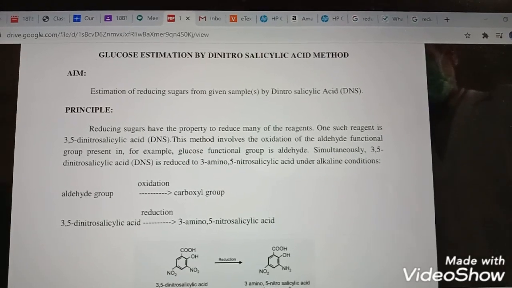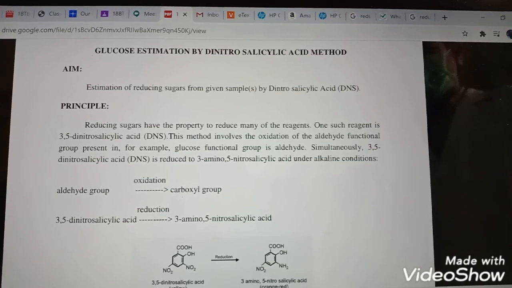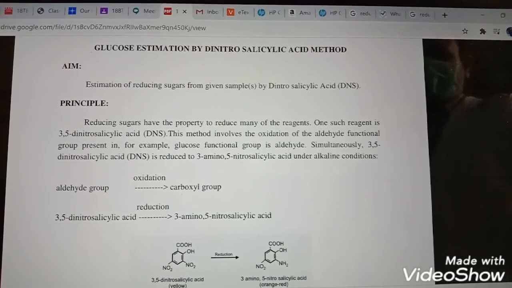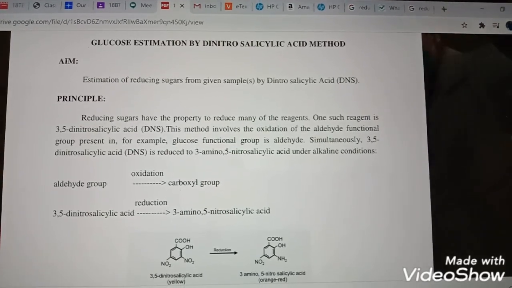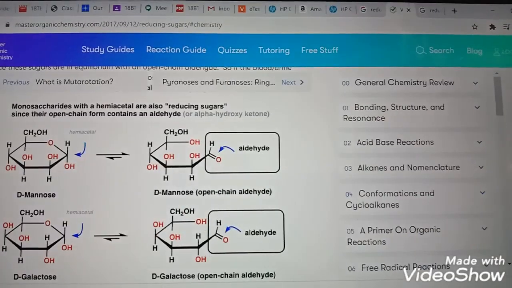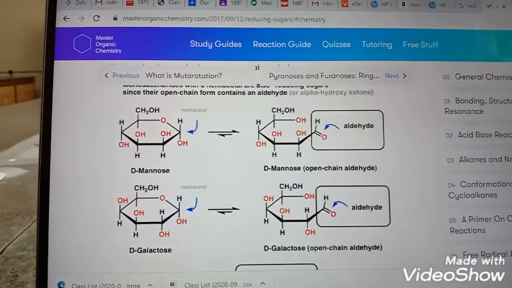These quantifications can be done by different methods. Among them, today we are going to discuss glucose estimation by dinitrosalicylic acid. We need to know a little bit of the chemistry about what reduction and oxidation are. So this is about reducing and non-reducing sugars.